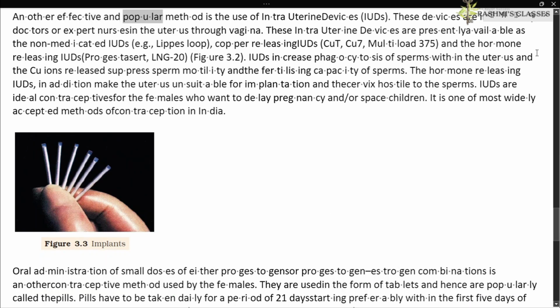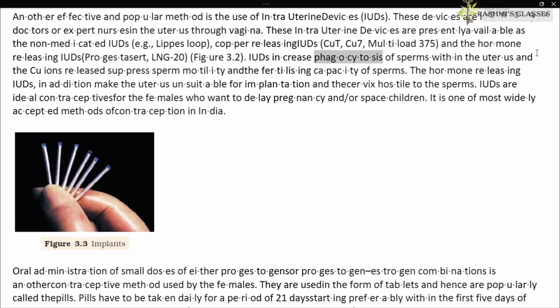Another effective and popular method is the use of intrauterine devices, IUDs. These devices are inserted by doctors or expert nurses in the uterus through vagina. These intrauterine devices are presently available as the non-medicated IUDs, example Lippes loop, copper-releasing IUDs, CuT, Cu7, Multiload 375, and the hormone-releasing IUDs, Progestasert, LNG-20, figure 3.2.